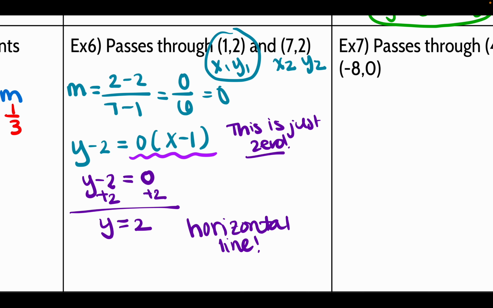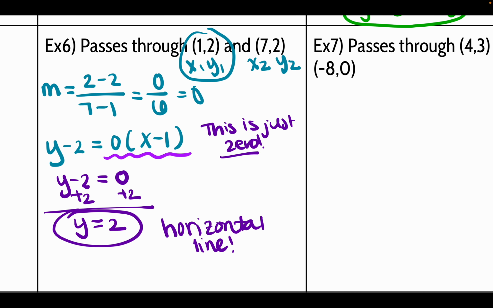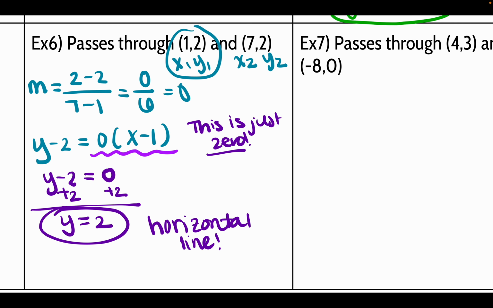And you should have noticed that when the slope was 0. So that is your equation. It's okay just to have y equals 2.